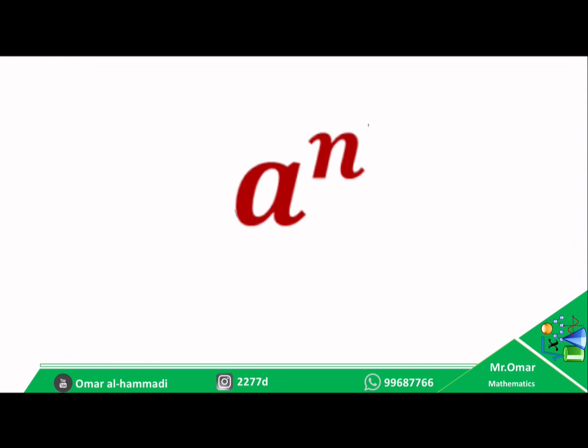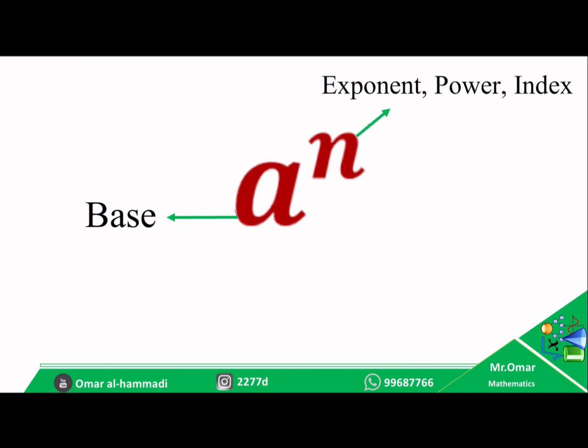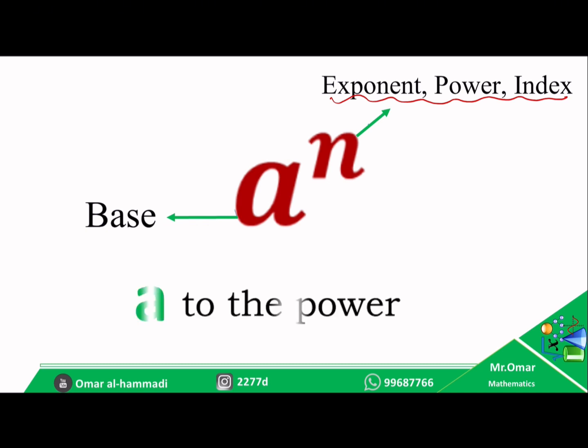Let's know now the expression for this one. A to the power of N. The A is called what? The base. The A is the base. And the N is the exponent or power or index. This is the same meaning for each of these: exponent, power or index. How can we read it? A to the power N. This is the way we read this one.